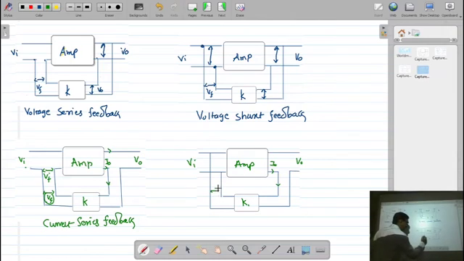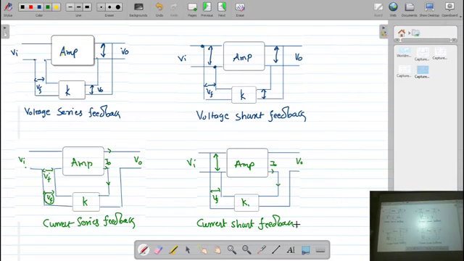And here the feedback voltage is going to be produced, and that voltage is in parallel with the input voltage. So we can say this kind of amplifier is a current shunt feedback. Remember, these are the four different types of negative feedback. According to how the feedback voltage is connected with the input, you can have a classification of this feedback.